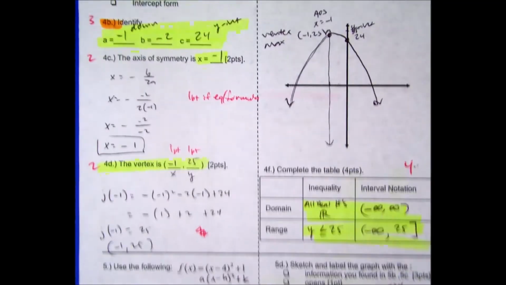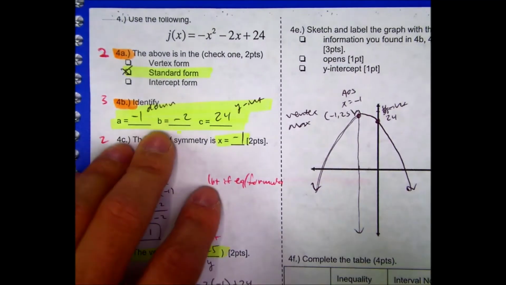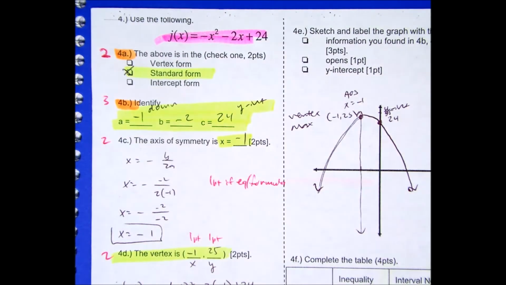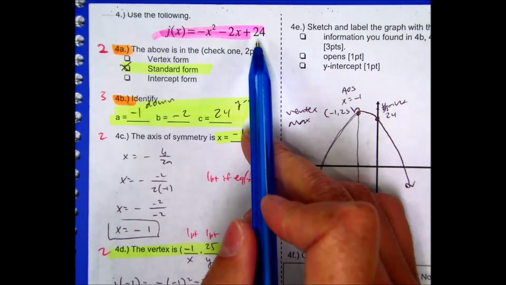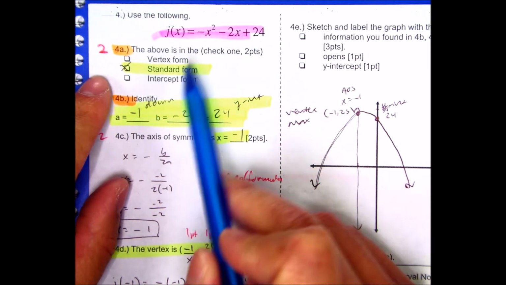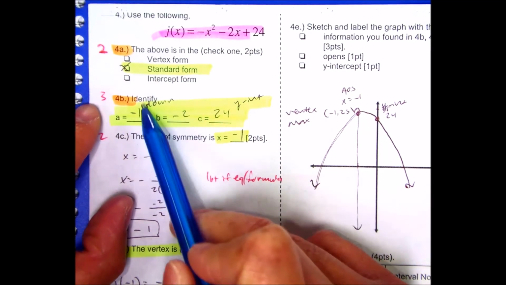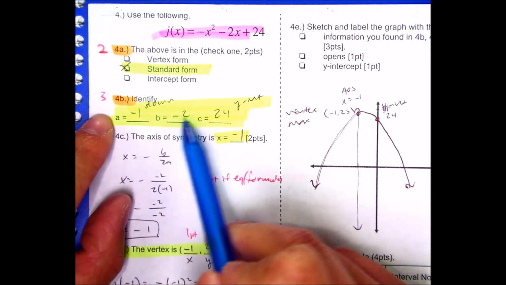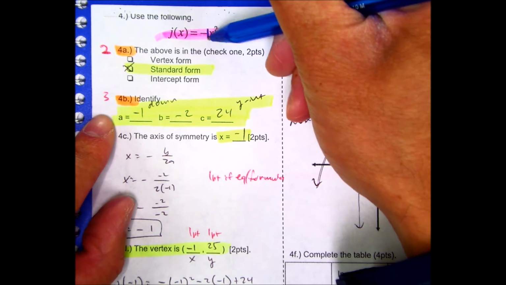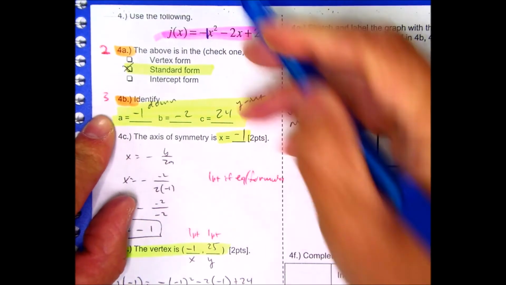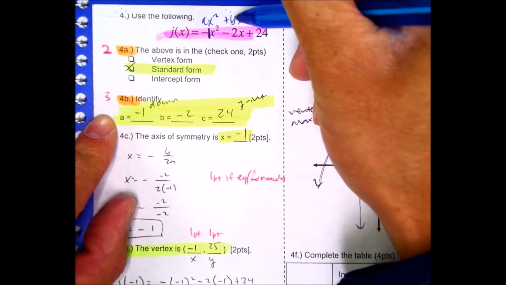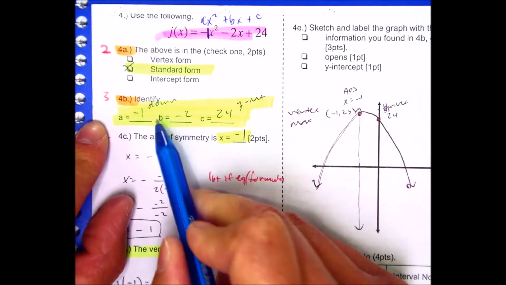All right, the back side. Use the following equation here: J of x equals -x squared minus 2x plus 24. Because there are no parentheses and you have the power of 2, this is standard form. Identify the a, b, and c. Remember, you only have numbers here. So if you need to, you can always put a number right there. So your a value is -1. You get that from standard form. So a is -1, b is -2, c is +24. Those are 1 point apiece.